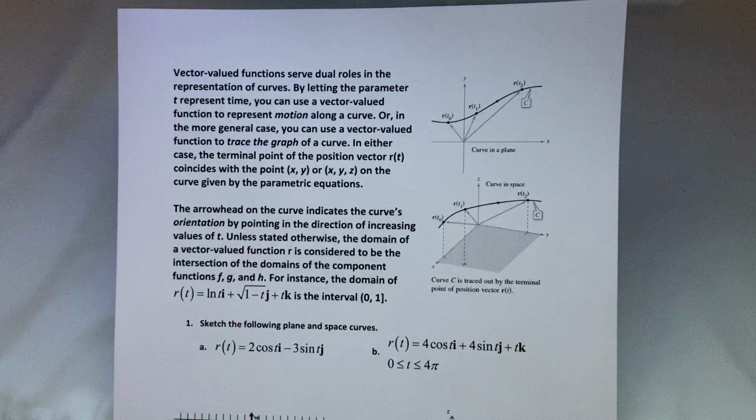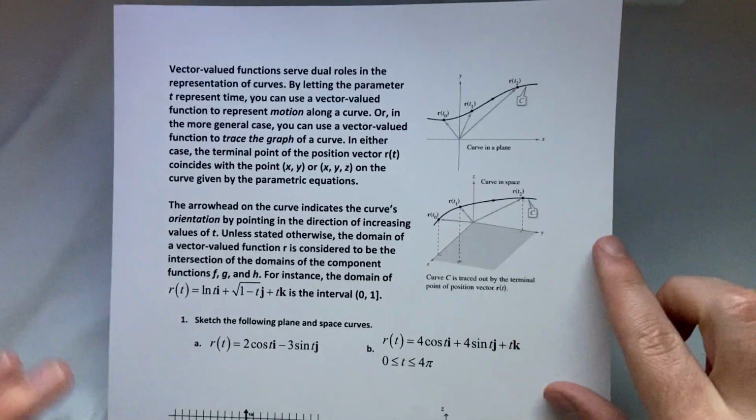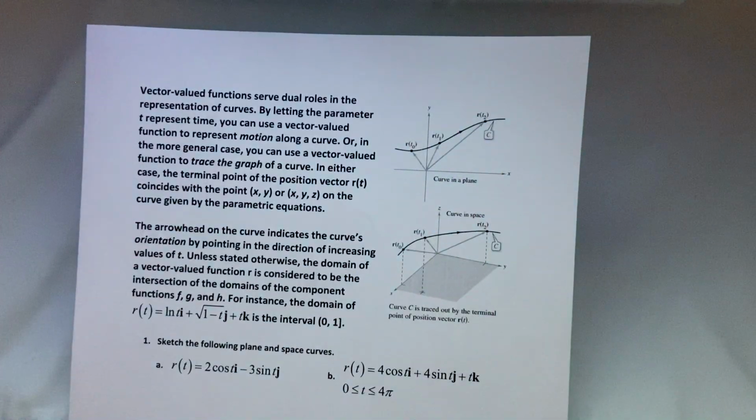You can also use a vector valued function to trace the graph of a curve. In either case, the terminal point coincides with a point x, y, z on the curve given by the parametric equation. So you can have a shape and know the starting and ending point, which is the same thing as giving you the direction or how something came to be. The arrowheads along the curve that you can see over here indicate the direction it's traveling. So that way, if you're going to trace the curve, you at least know the direction you traced it when you're drawing it.